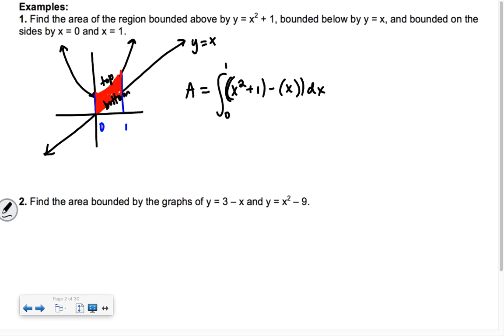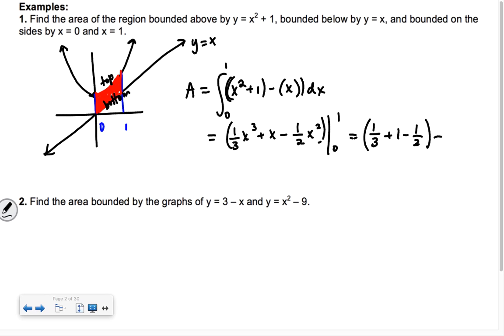Do you know how to integrate that by hand? 1/3 x cubed plus x minus 1/2 x squared, going from 0 to 1. This one is actually much faster to do without a calculator, I feel like. I think you guys can do this one without a calculator. Do we agree? So we have 1/3 plus 1 minus 1/2. And then the second part is 0.